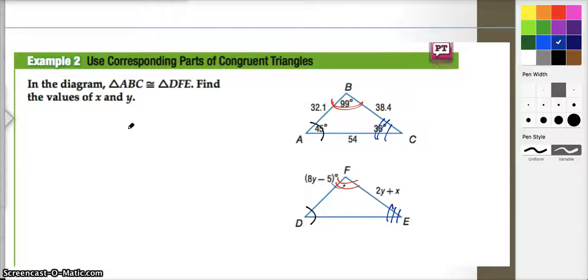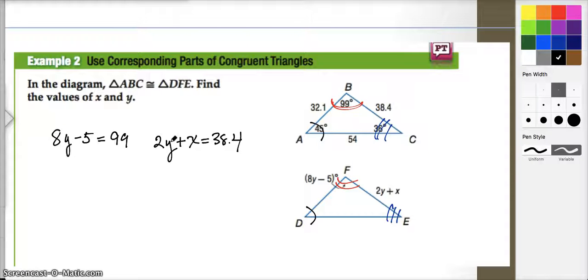So since we're supposed to find X and Y, I'm going to try to figure out an opportunity to do that. Here I've got this value is equal to this, and then this 2y plus x, the length of this side FE, has to be equal to BC. So I'm going to write those two equations down to get me started. So 8y minus 5, this upper angle, angle F, has to equal 99. And furthermore, side FE, that's 2y plus x, has to equal 38.4. Now that I've got that, I'm going to solve for y, plug y back in here, solve for x, do a little substitution.